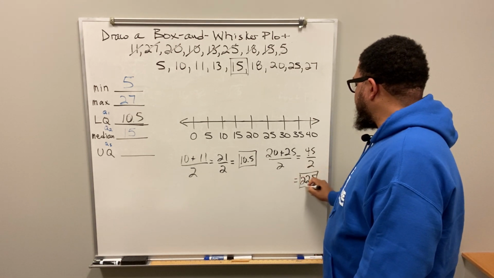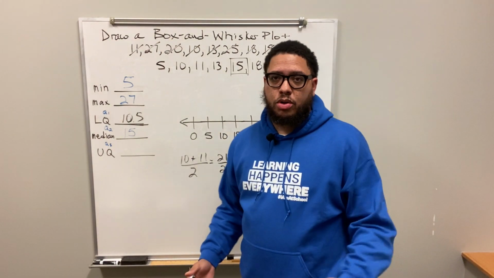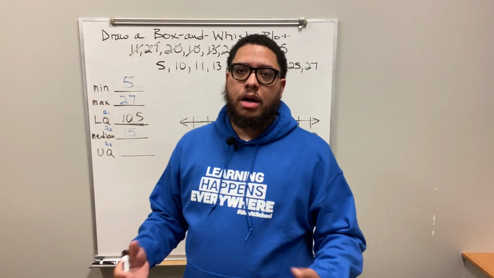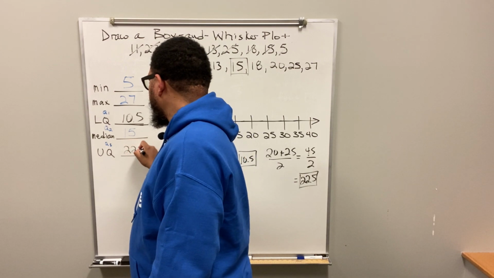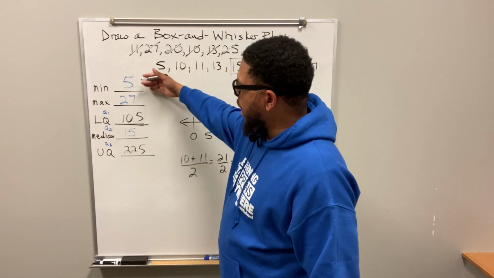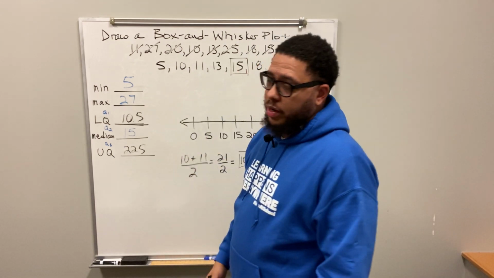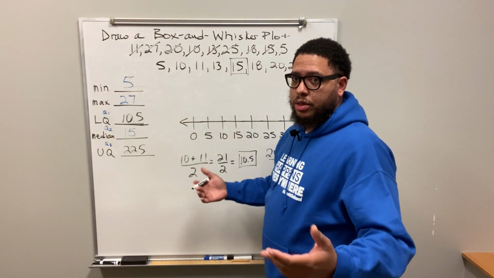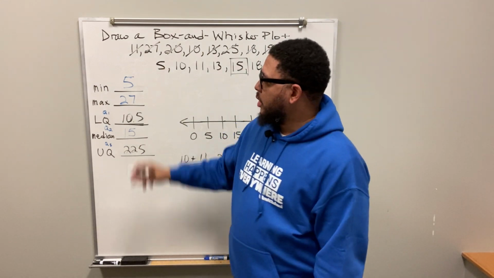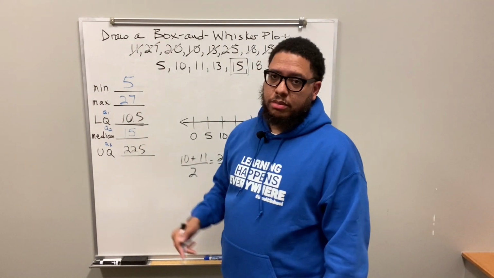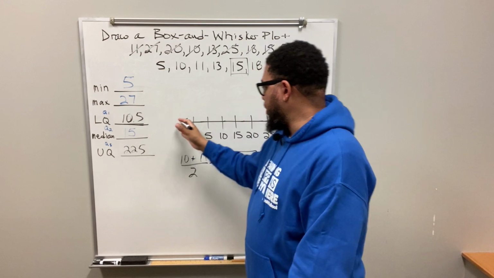So 22.5 is called my upper quartile, or the median of my bigger numbers. So I write that in here. Now, I got my 5 data points, and now I'm ready to draw my box and whisker plot. Now, this is how you draw the box and whisker plot. Your minimum and maximum, you draw dots above on the number line.